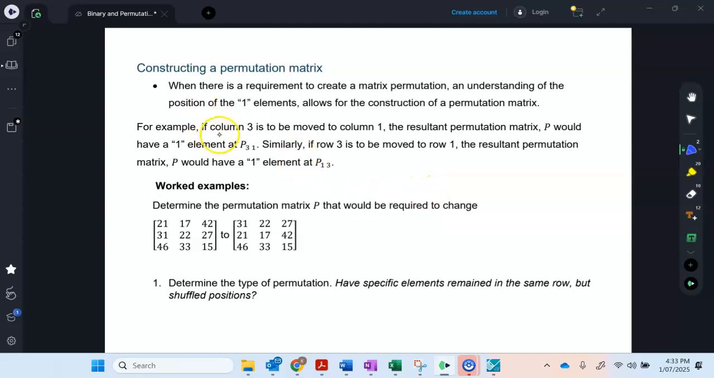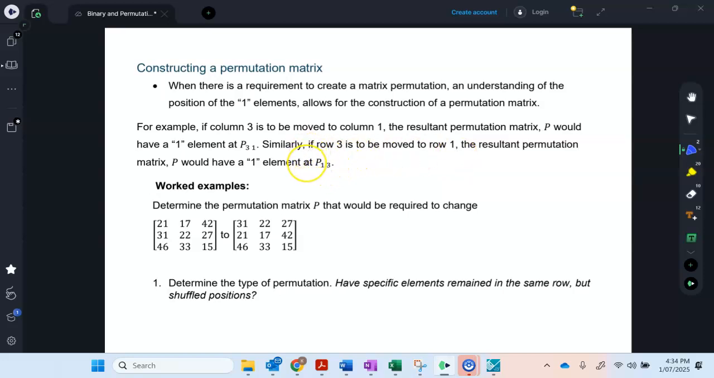All right, so for example, if column 3 is moved to column 1, then the resultant permutation matrix P would have a 1 element at 3, 1. So column 3 goes to column 1, our 1 is going to be at 3, 1. Now, if row 3 is to move to row 1, then we would have P1, 3.